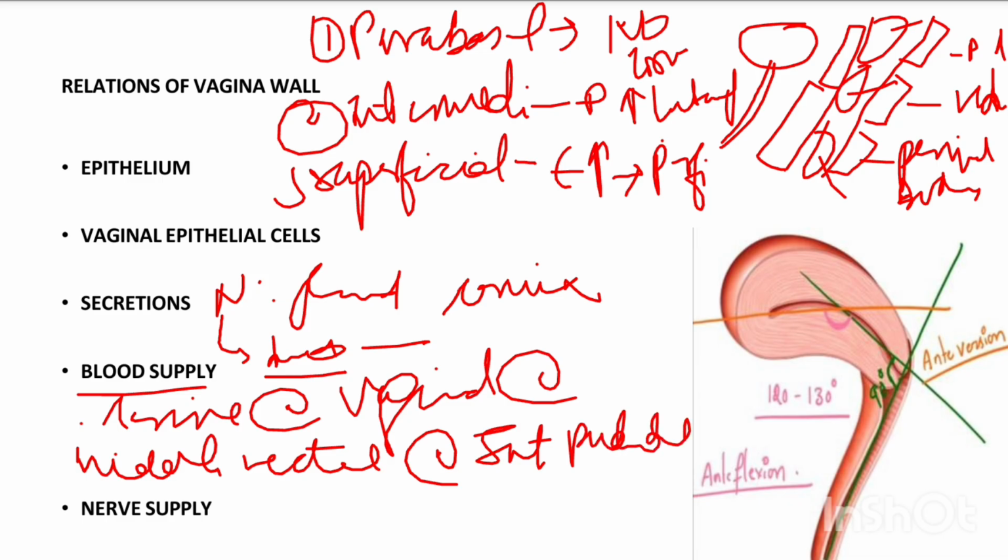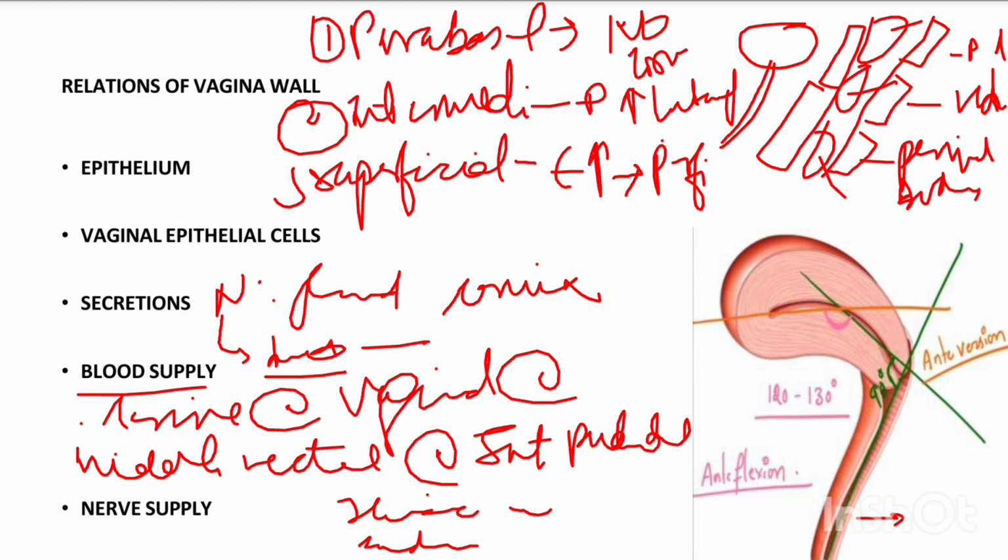And veins: internal iliac veins and internal pudendal vein. Iliac and pudendal you should know. Nerve supply: sympathetic and parasympathetic nerves from the pelvic plexus. The lower part is supplied by the pudendal nerve. That's why it is very sensitive to touch. The lower part of the vagina is sensitive.